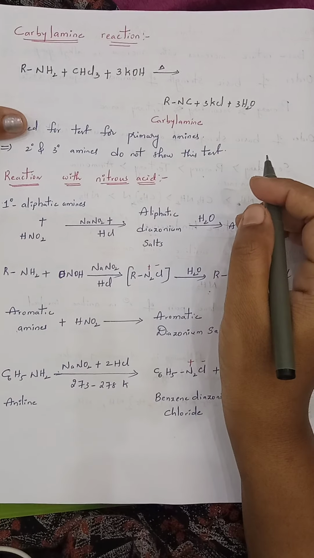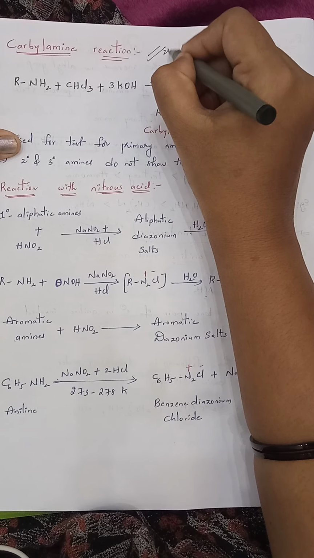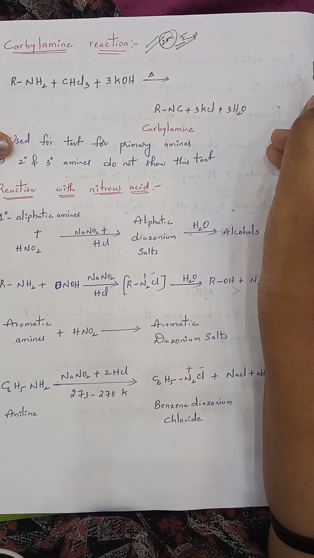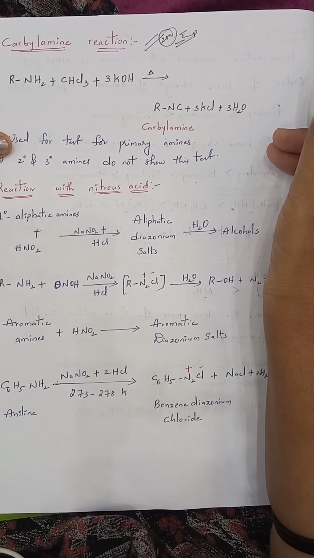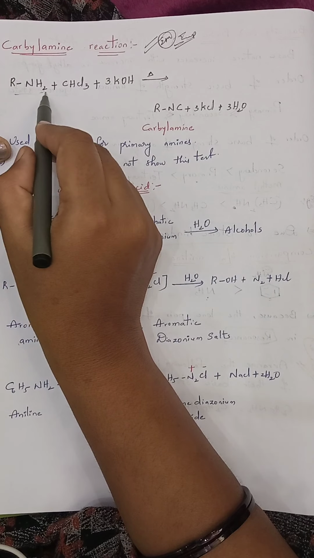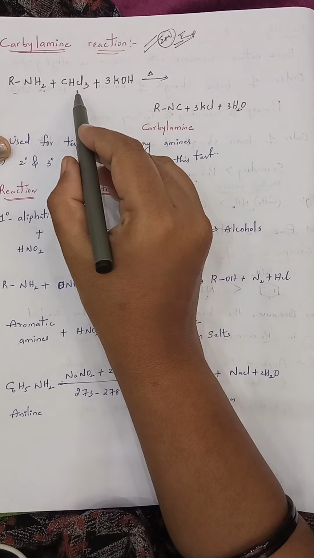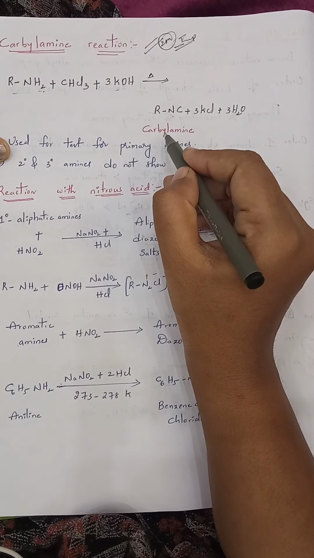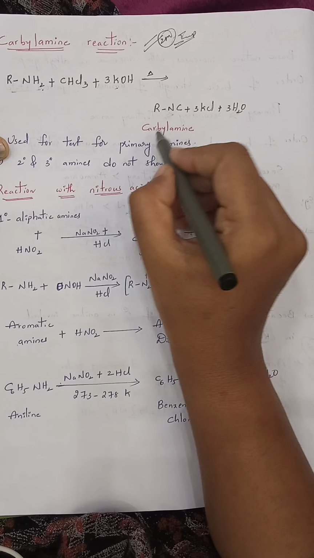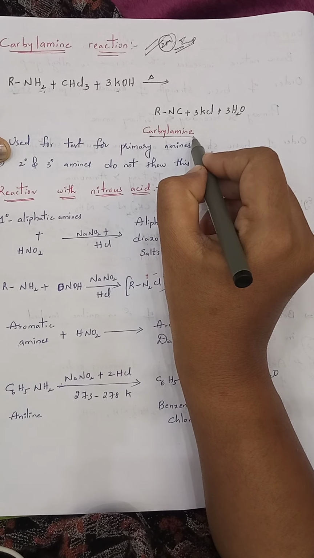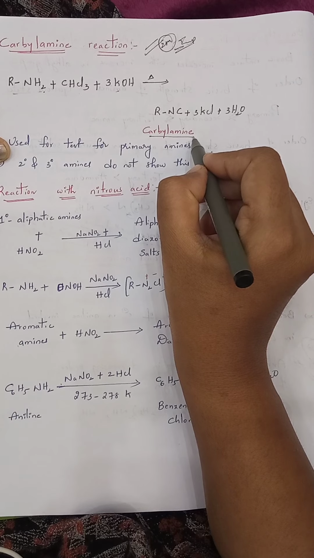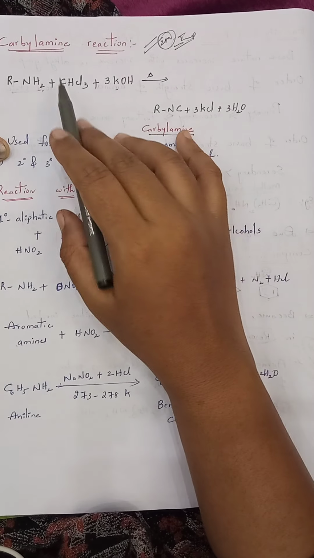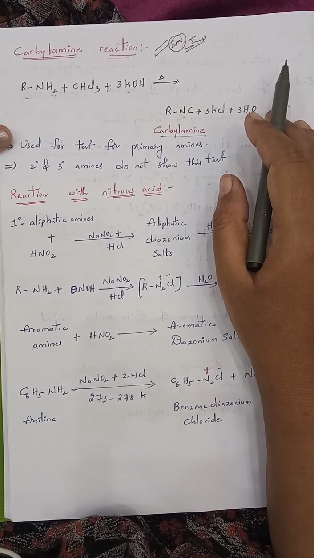Next important chemical property for 2 marks. This is also another important question for 2 marks. Carbylamine reaction. In this carbylamine reaction, a primary amine, aliphatic primary amine, reacts with chloroform and potassium hydroxide, and it gives an isocyanide or carbylamine. Another name for carbylamine is isocyanide. Foul smelling isocyanide or carbylamine is formed, and the reaction is called carbylamine reaction.